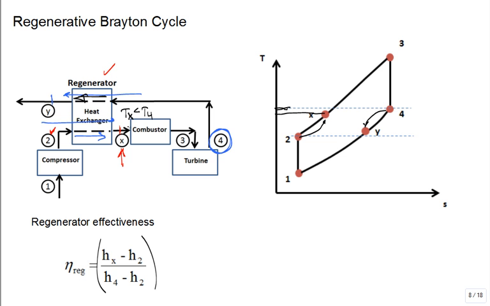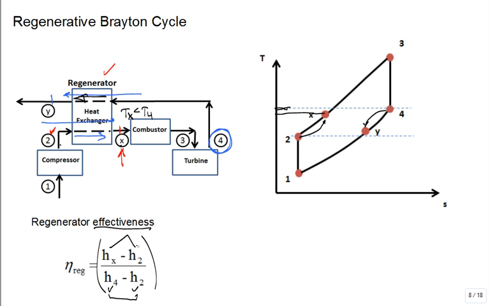Thank you. Okay. So now we have to have a measure of the effectiveness or efficiency of this heat exchanger. The effectiveness is the term used in this textbook. And they're saying, look at H4 minus H2. That's the maximum change in enthalpy that's possible. What is the actual change in enthalpy? Well, it went from 2 to X, HX minus H2. That ratio is going to be less than 100%.